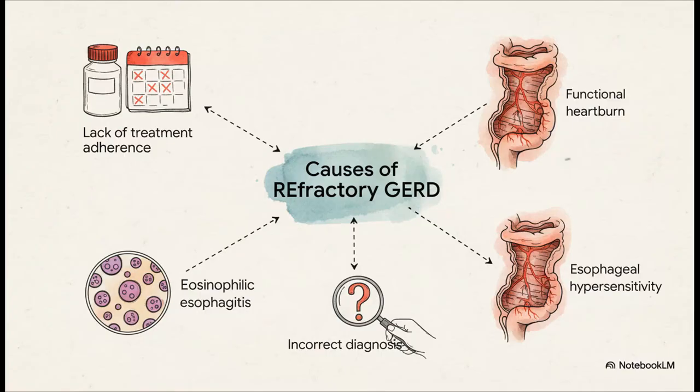But what about when the treatment just doesn't work? So-called refractory GERD is really common, but a lot of the time it's not actually the medication that's failed. It's crucial to look for other causes. Is the patient even taking the medicine correctly? Or could it be something else entirely, like eosinophilic esophagitis? Or maybe a functional disorder where the esophagus is just too sensitive?